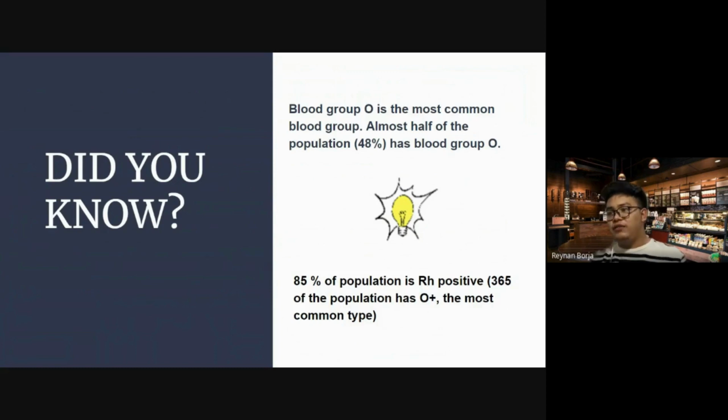So O positive ang karamihan, blood group O din yung karamihan. So remember this, kapag nangailangan kayo ng blood, hindi ka mahihirapan kapag blood group O ka. It's either O positive ka or O negative. Kasi mataas yung chances na makakakuha ka ng blood donors if ever na magkaubusan man sa isang blood center or blood bank. Okay? So just a trivia lang naman.